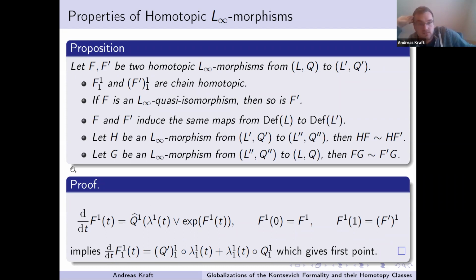The third point here is also pretty nice. It says that homotopic L-infinity morphisms induce the same maps on the deformations. For this, we have to show that taking some Maurer-Cartan element in L, F and F prime map this one to equivalent ones in L prime. Basically, with this equation, one can directly construct the homotopy equivalence between the images. And then the last 2 points are not really surprising. Pre and post composition of homotopic L-infinity morphisms with an L-infinity morphism are again homotopic, as you would expect.